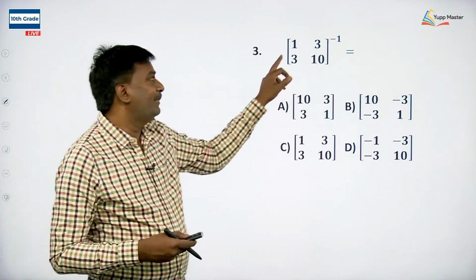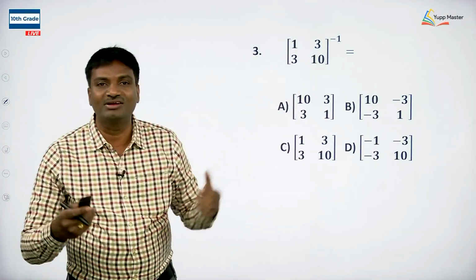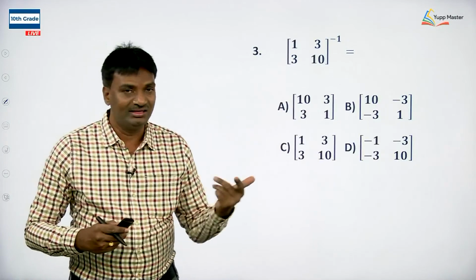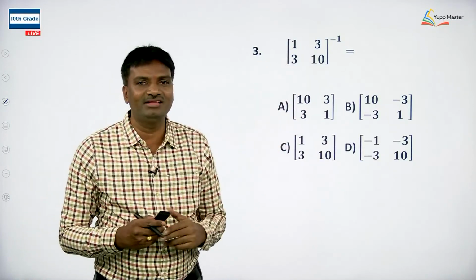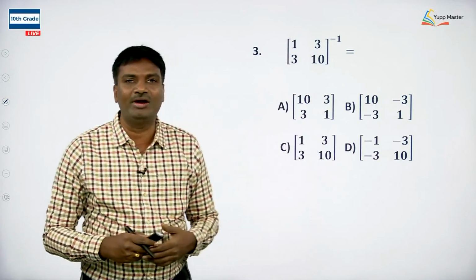Next, matrix 1, 3, 3, 10 inverse. Inverse is nothing but the inverse of the given matrix. Suppose that this is a matrix A, find A inverse. A inverse is nothing but 1 by det A into adjoint A.